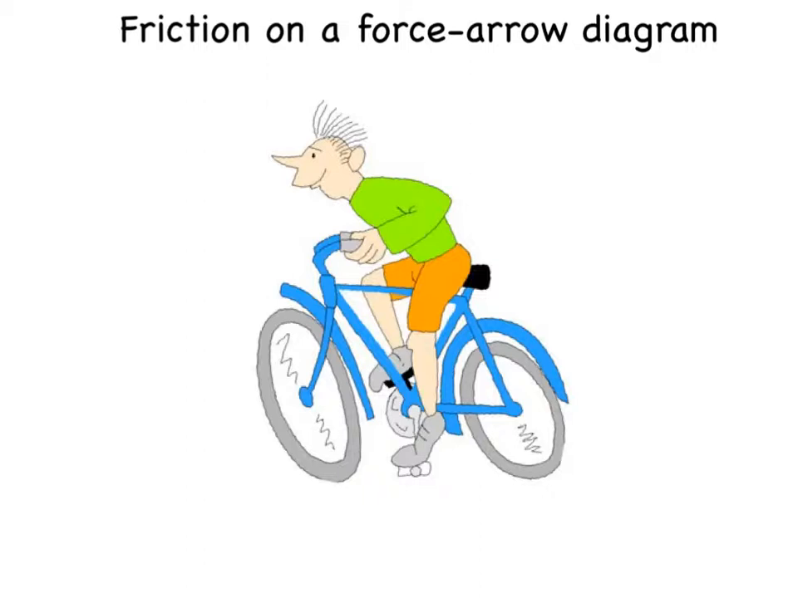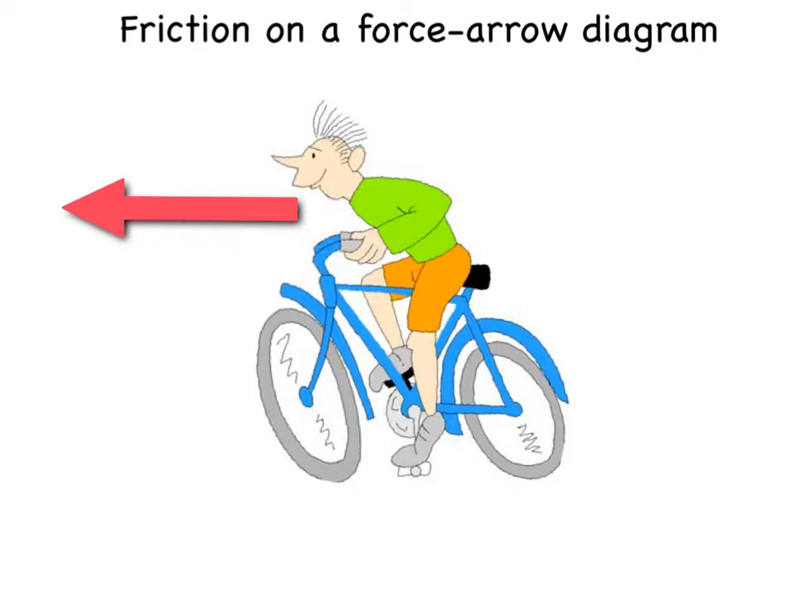A friction force opposes the direction of movement, so that means it goes against it or in the opposite direction. So when you're doing a force arrow diagram, the friction force arrow is drawn in the direction going against the motion of the object. So here is our picture of a guy. He's riding his bike and his motion, he's going in this direction. Let's make that red. His motion is going in this direction.